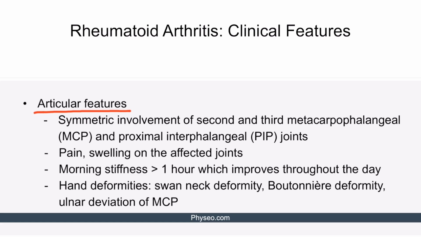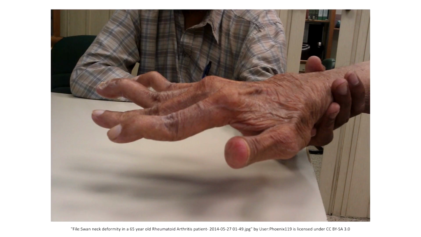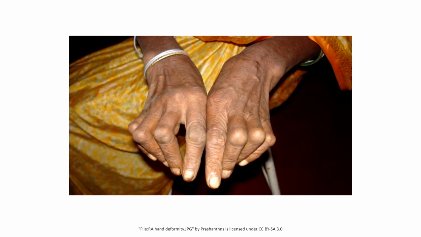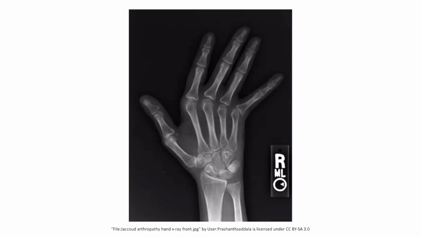Let's go through them. Swan neck deformity presents with flexion of the distal interphalangeal joint and extension of the proximal interphalangeal joint, and these joined together form what looks like a swan neck. Boutonniere deformity presents with an extension of the distal interphalangeal joint and flexion of the proximal interphalangeal joint. Boutonniere means buttonhole, which is the shape the joint takes. And lastly, the ulnar deviation of the metacarpophalangeal joints. Notice how the joints bend or deviate medially as if they're pointing to the ulnar bone.